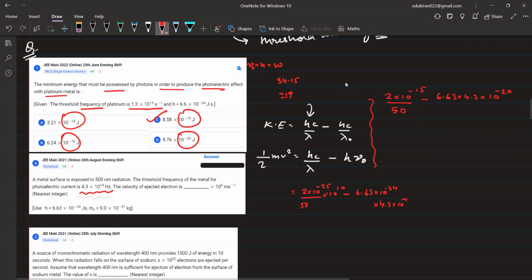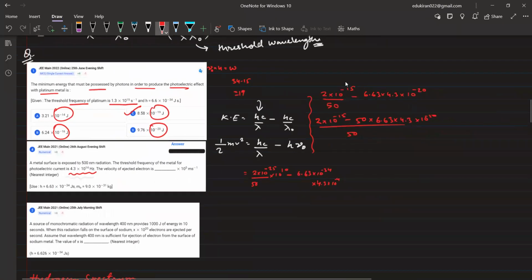Lack of space. 2 into 10 to the power minus 15 minus 50 into 6.63 into 4.3 into 10 to the power minus 20, whole divided by 50, this will become, right? And this thing will be multiplied by what? It will be multiplied by 2 divided by the mass of electron. Mass of electron is equal to 9 into 10 to the power minus 31. Right? Yes or no, please tell me, guys. Yes, sir. Okay, now we have to calculate this thing.